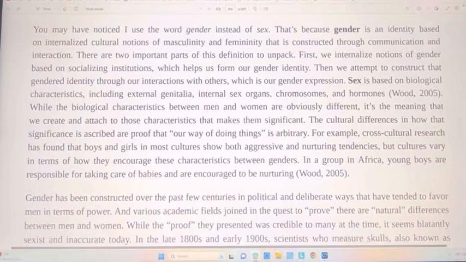While the biological characteristics between men and women are obviously different, it's the meaning that we create and attach to those characteristics that makes them significant. The cultural differences in how that significance is ascribed are proof that our way of doing things is arbitrary. For example, cross-cultural research has found that boys and girls in most cultures show both aggressive and nurturing tendencies, but cultures vary in terms of how they encourage these characteristics between genders. In a group in Africa, young boys are responsible for taking care of babies and are encouraged to be nurturing.